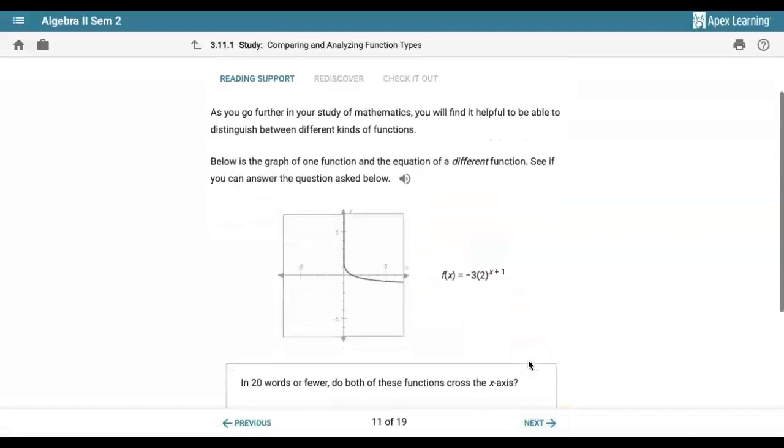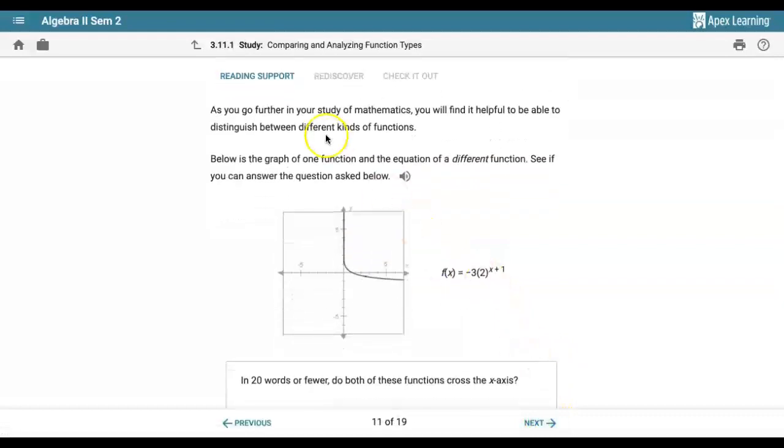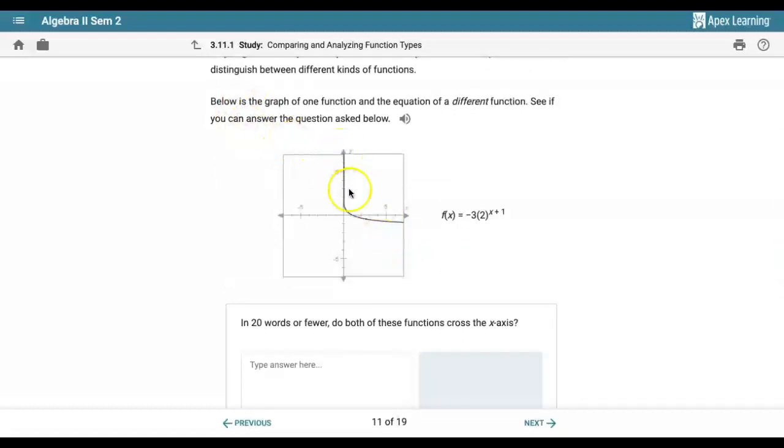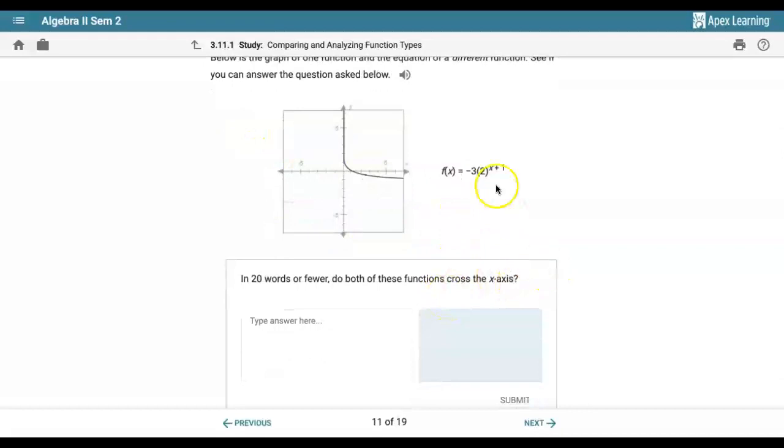Okay, so now we can go a little bit further into this and we can distinguish between different kinds of functions. If we look here, below is a graph of one function and the equation of a different function. We've got this as a graph, and we've got this one as an equation. So do both of these functions cross the x-axis?